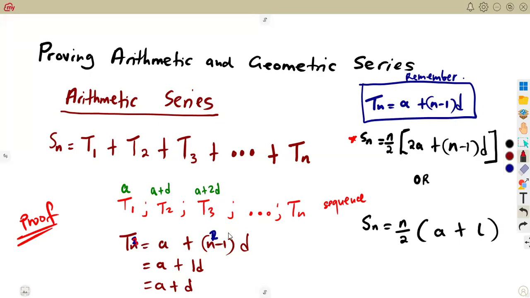If this is T3, this is going to be 3 minus 1, which is 2. So it's going to be A plus 2D. This is the part that we are having here. A plus D is something that we are taking from the terms of our Tn.